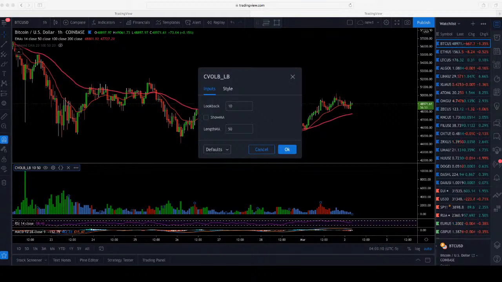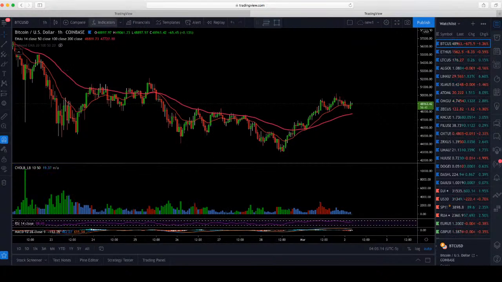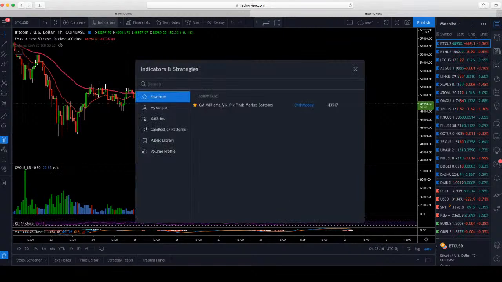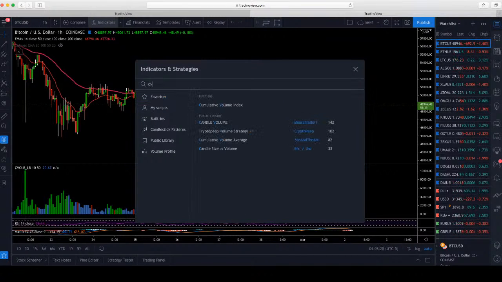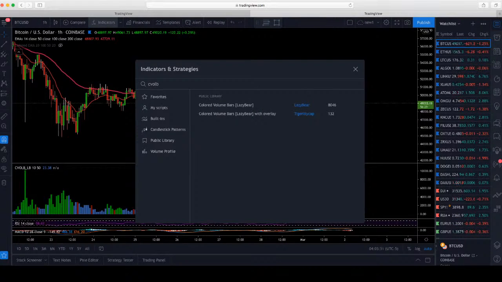Oh, where to find it. So if you go to indicators up here, and then it's called CVOL. I should just find it, right? CVOL-B? No? Oh, that's what it stands for. Colored volume bars. Ah, CVOL-B. Learn something new every day. It's amazing.